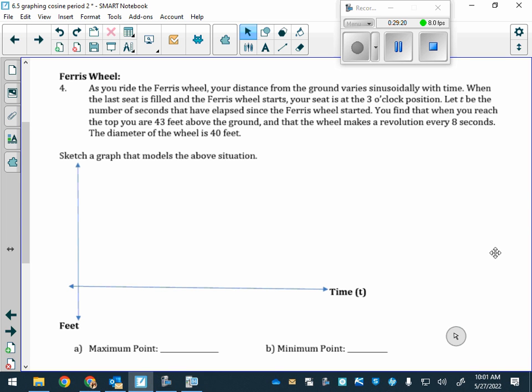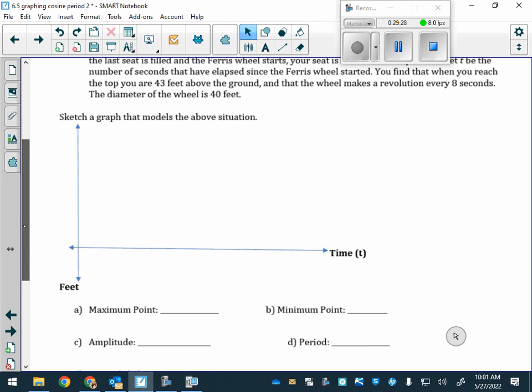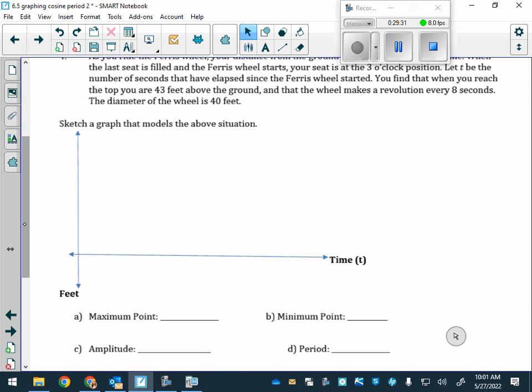So, how am I labeling? What's happening? What's going on? Go ahead, John. 43. Okay. 43 is our max. Who could tell me something else? Kate? Why? Correct. So 43 minus 3, or 43 minus 40, which is the diameter of the circle, gives you 3, which is your minimum. Excellent.